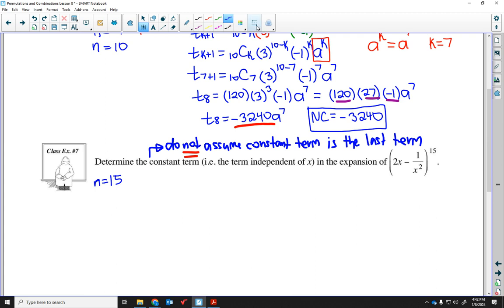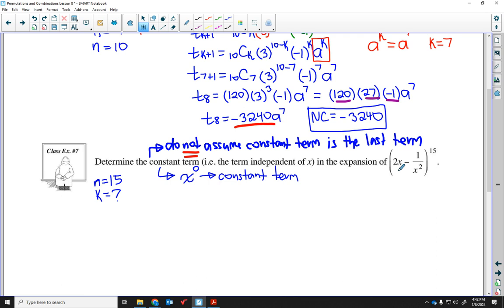Now, what do we know about the constant term? Well, the constant term is not going to have an x. So if the constant term is not going to have an x, what does the exponent on the x need to be? Well, if the x isn't going to be there at all, it needs to be an exponent of 0. So the term that has x to the power of 0, that's going to be the constant term. Now, I still don't know what that is because it doesn't tell me which term it is. This is another one of these questions where I don't know what k is. So we'll say k is equal to a question mark.